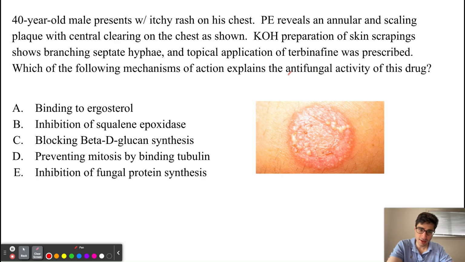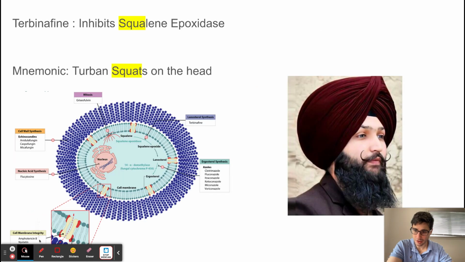So this question is going to be asking the mechanism of terbinafine. A quick mnemonic that I use to remember the mechanism of action of terbinafine is: terbinafine works by inhibiting squalene epoxidase, and terbinafine kind of sounds like a turban. As you can see from this picture, a turban squats on the head. So you can use this as a mnemonic: a turban squatting on the head should remind you of terbinafine's mechanism of action, which is to inhibit squalene epoxidase.